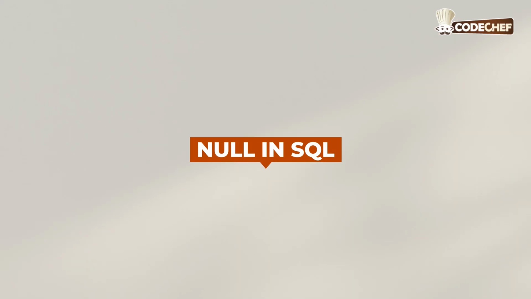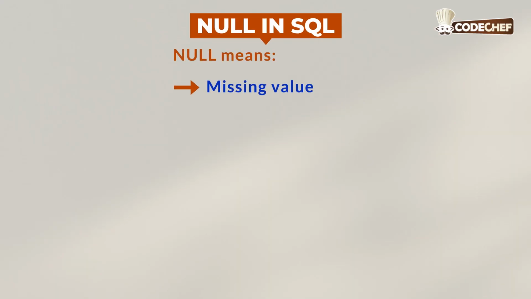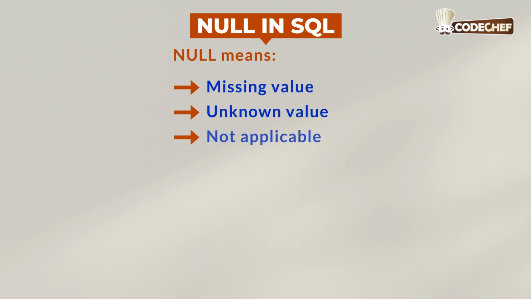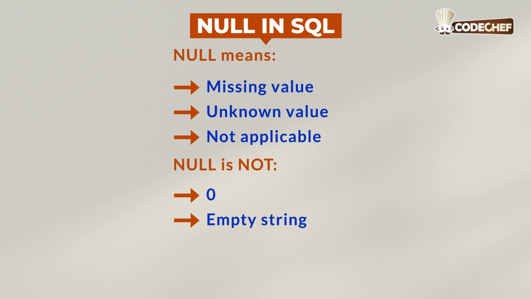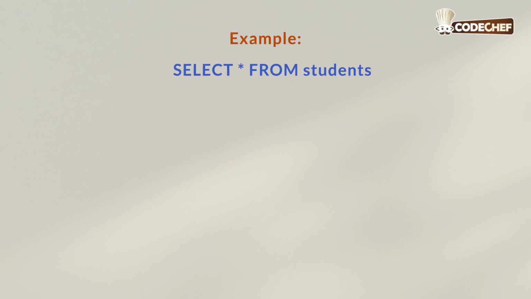Null in SQL. Null means missing value, unknown value, or value that is not applicable. And null is not. It means either the value is 0 or the string is empty or the value is false. So it means no value at all. Example, select star from students where marks is null, semicolon. So here it will show all the entries from the table student where for column marks the values are either missing, unknown or not applicable.